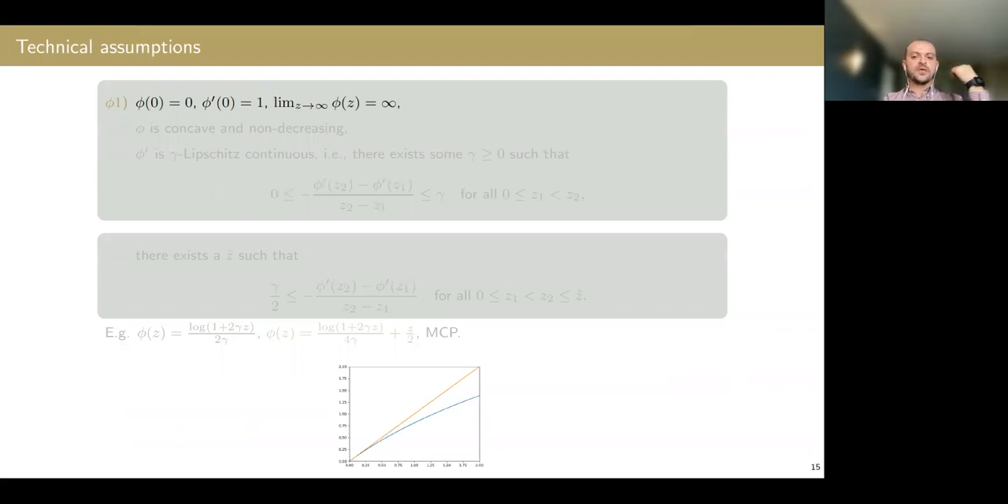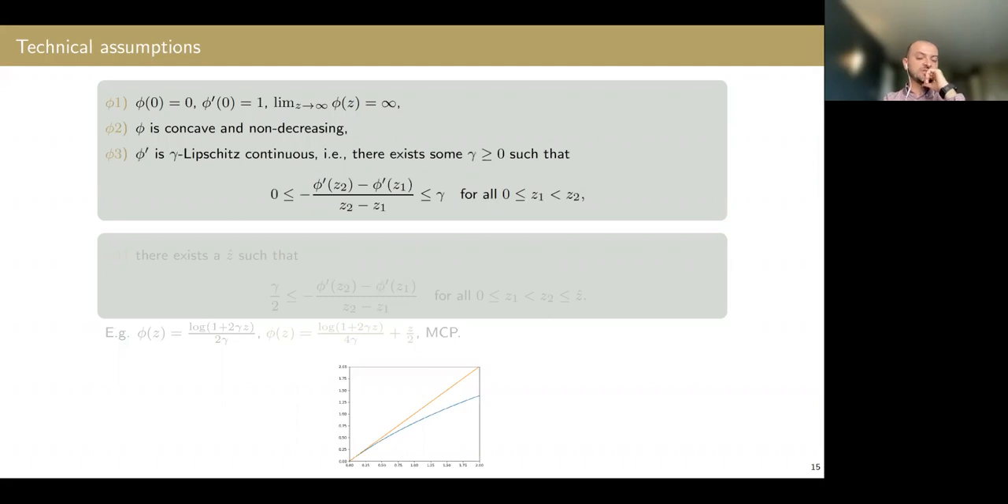extra conditions. We'll assume that phi at 0 is 0, its derivative at 0 is 1. So around 0, it behaves like y equals x, like the ReLU. And at infinity, it goes to infinity. We'll assume that phi is concave and non-decreasing. And then the derivative is Lipschitz continuous.